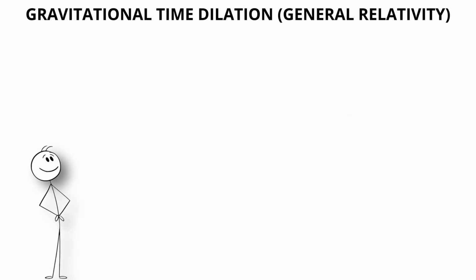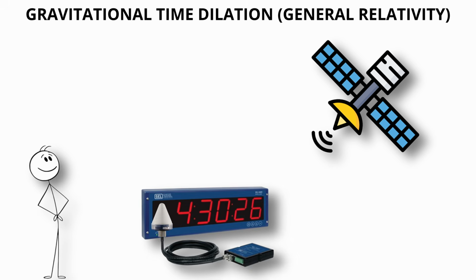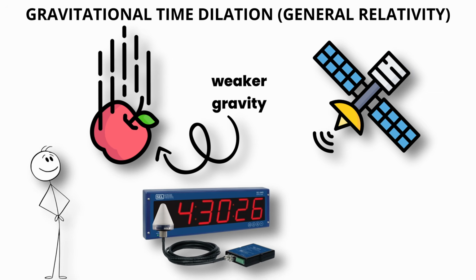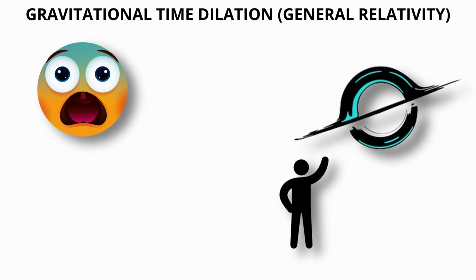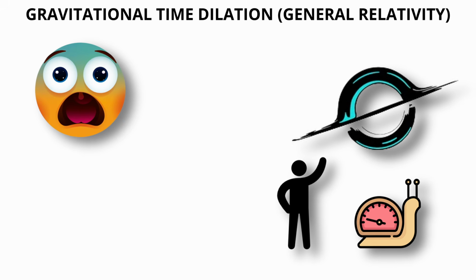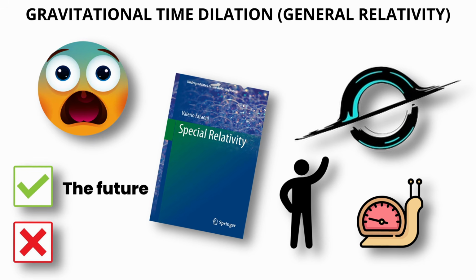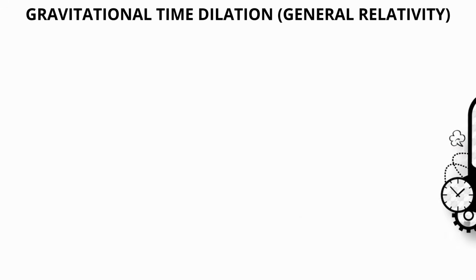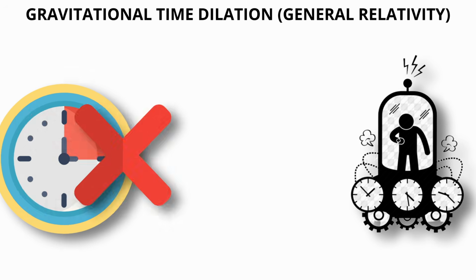This effect has been observed with GPS satellites, which need to adjust their onboard clocks due to weaker gravity at their altitude. In extreme scenarios, if a person were near the event horizon of a black hole, time for them could slow down dramatically compared to someone far away. Like special relativity, this enables time travel into the future, not the past. The traveler could effectively skip forward in time while aging very little themselves.